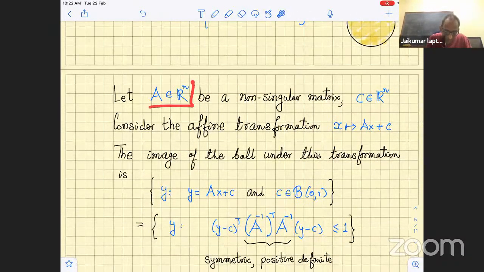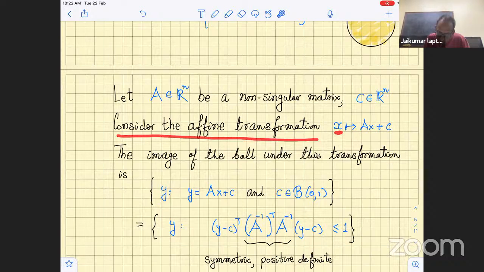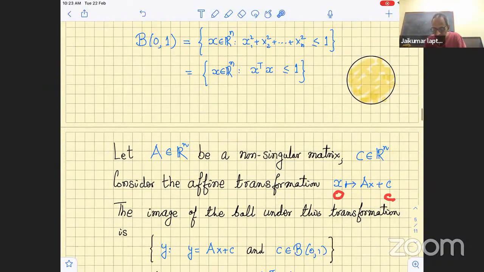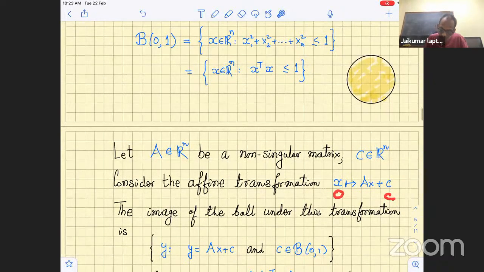So let A be a non-singular matrix, and c be some point in R^n. Now consider this transformation: you take x, apply A x to it, and translate it by c. In particular, the point 0 will be moved to the point c. Now let us ask what this transformation does to this ball. This ball had a center which we assumed was 0, and that center will now be moved to the point c.